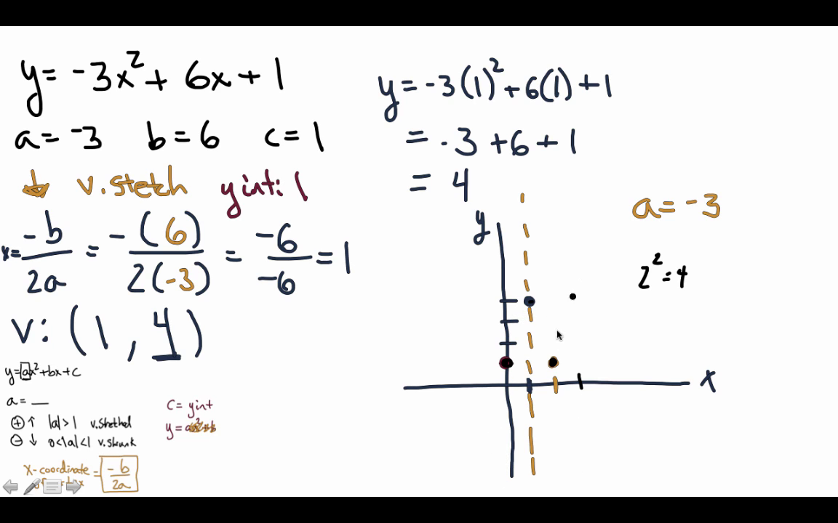Good? Now, you can always check this algebraically. Look at what the x-coordinate here is. It's 3. If I plug in 3 in for x, I would get 3 squared is 9. 9 times negative 3 is negative 27.